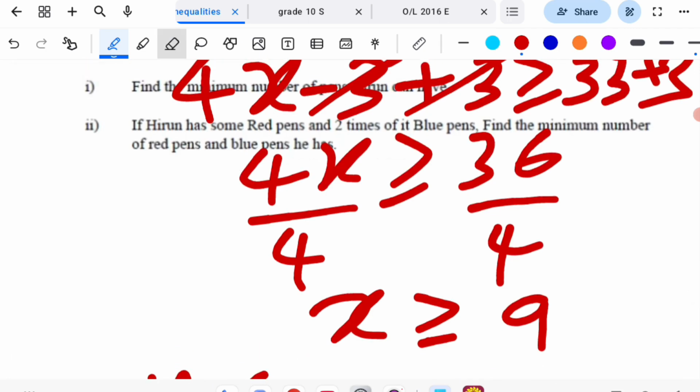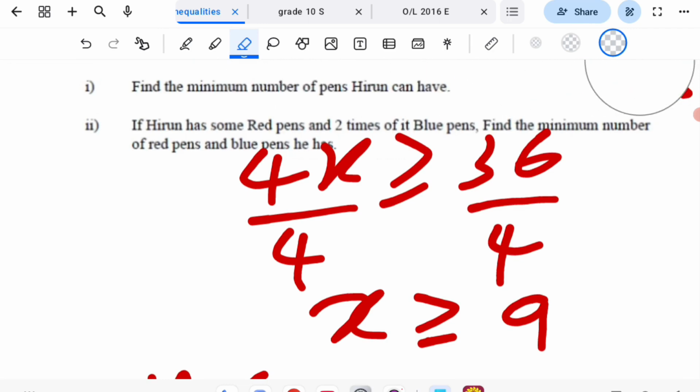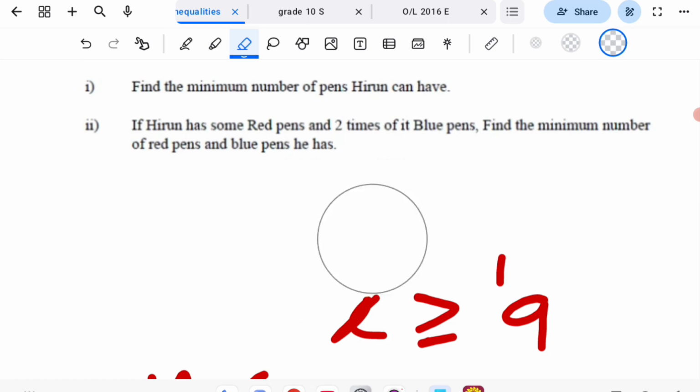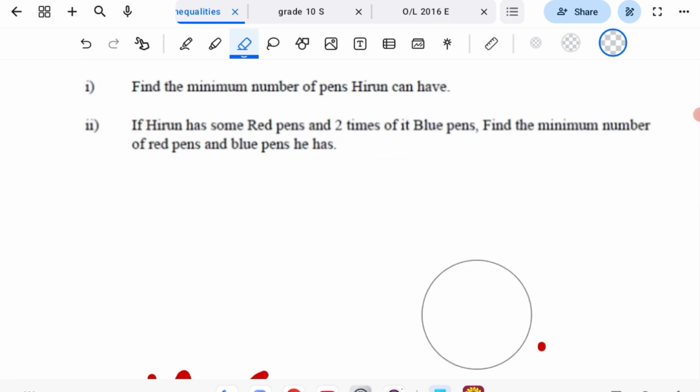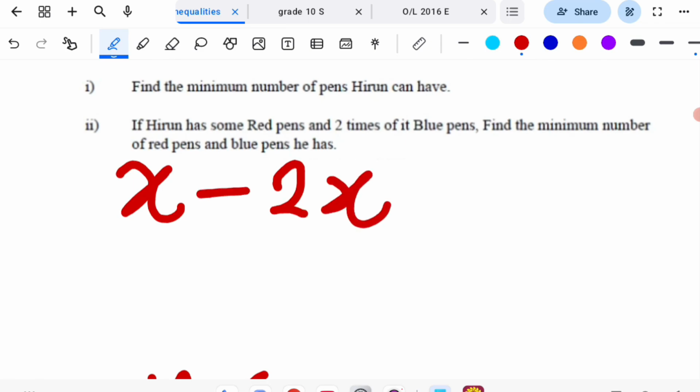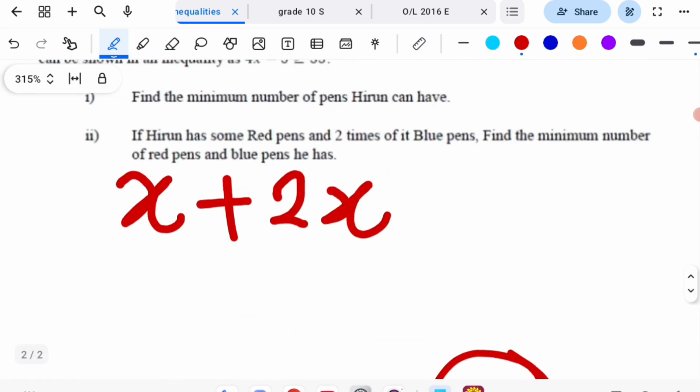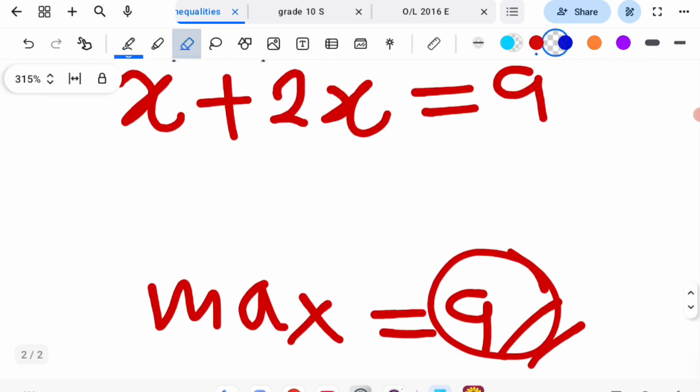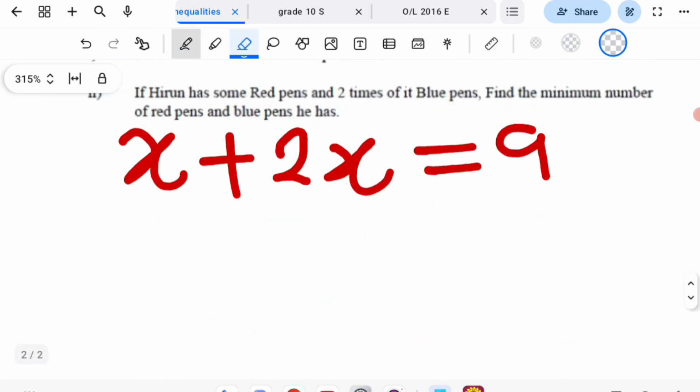Then second part, Hirun has some red pens and 2 times of it blue pens. Find the number of red pens and blue pens he has. If the number of red pens is x, number of blue pens is 2x, sum of all pens is 9. Therefore, we can equal 9. It is not an inequality, it is an equation. We have to construct the corresponding equation. Then we have to solve the equation.